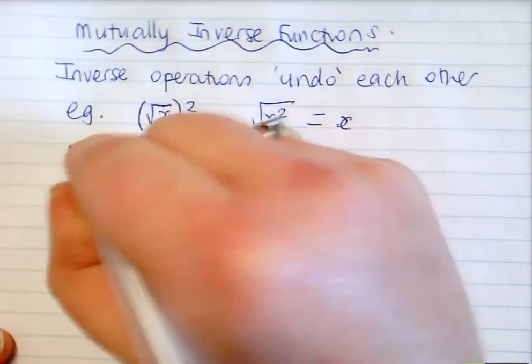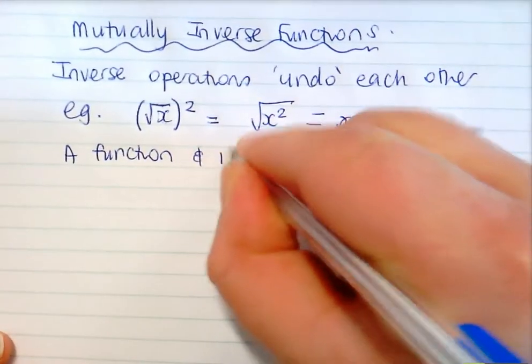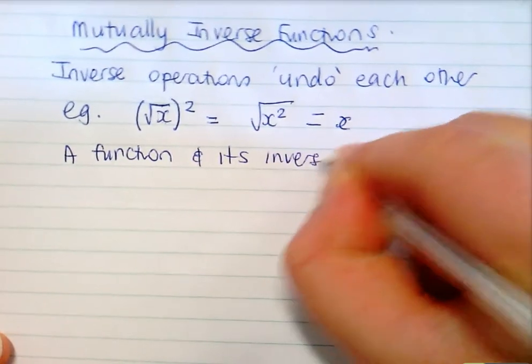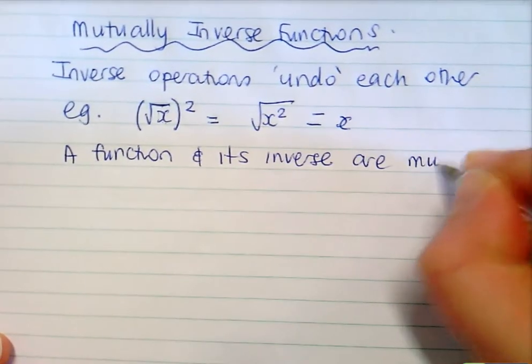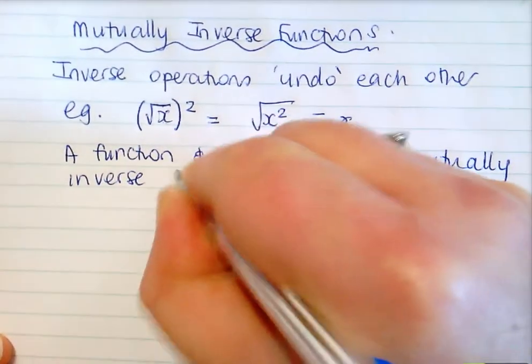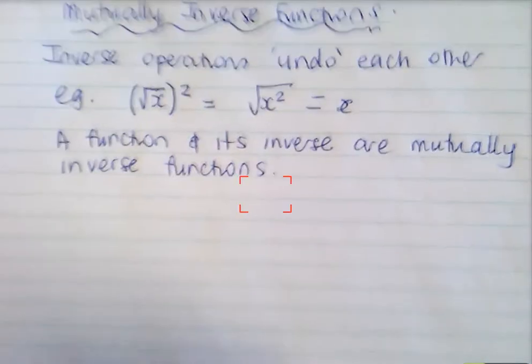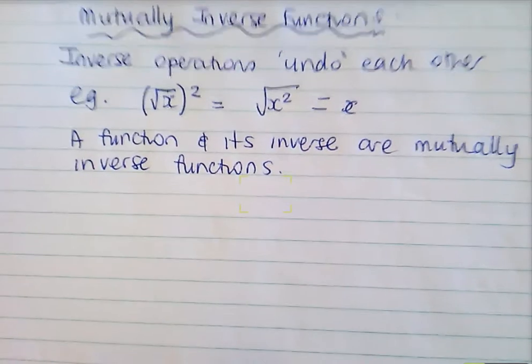So a function and its inverse are what we call mutually inverse functions. Now what that means is the following. A function and its inverse are mutually inverse functions.